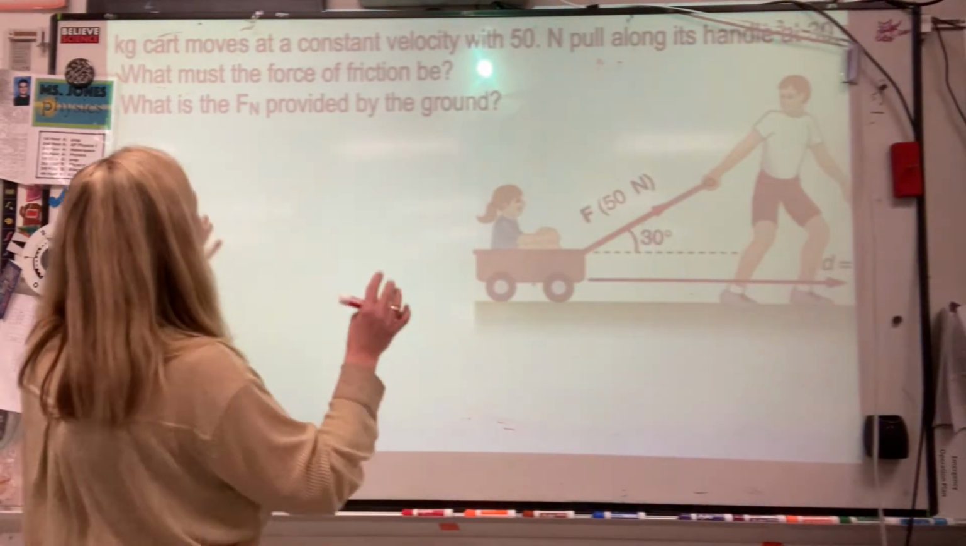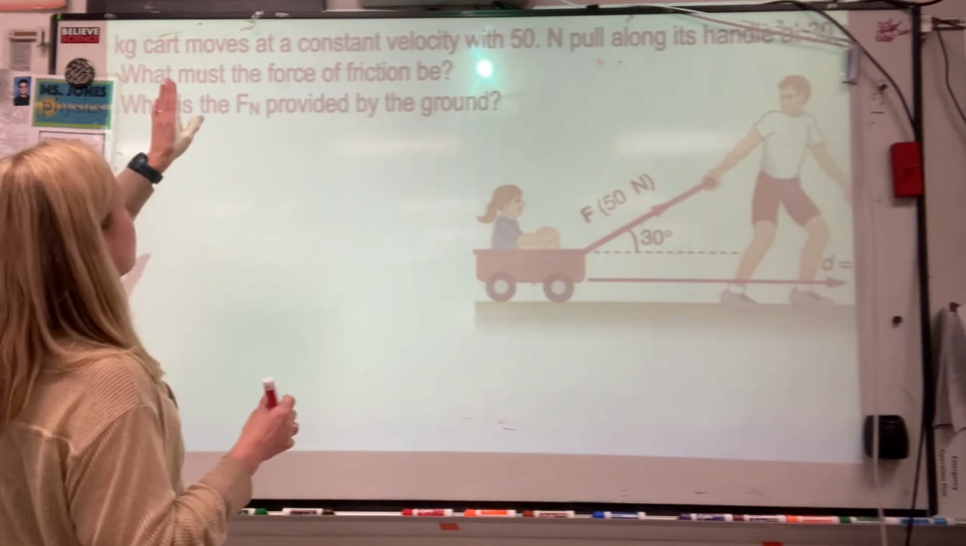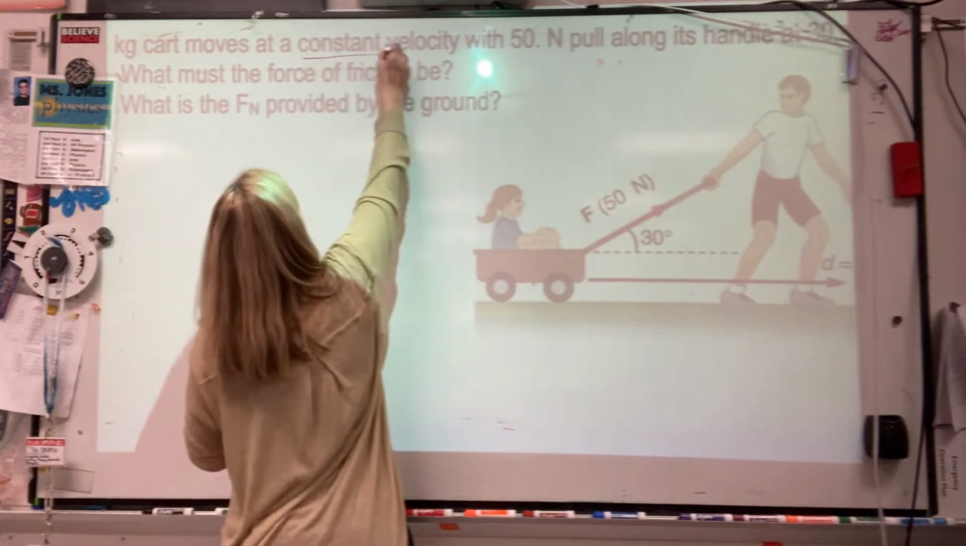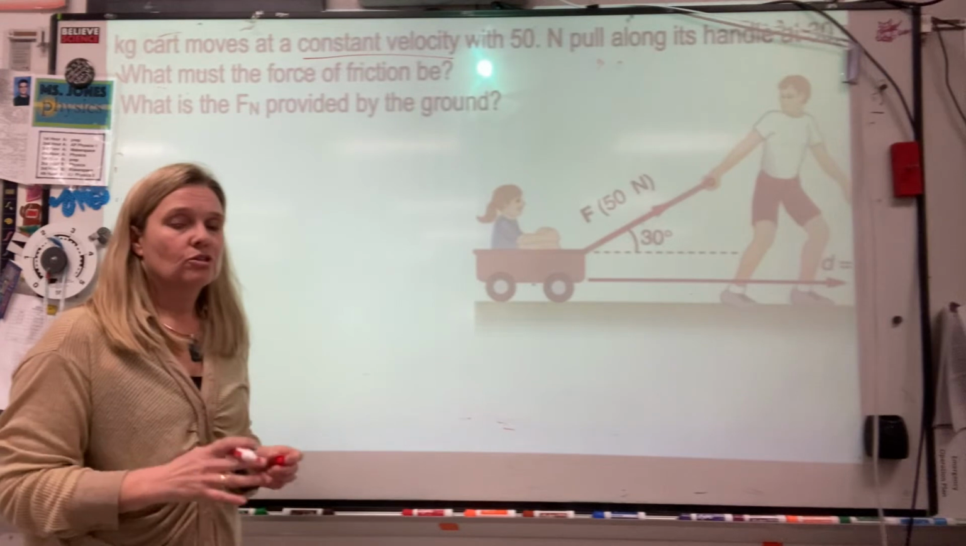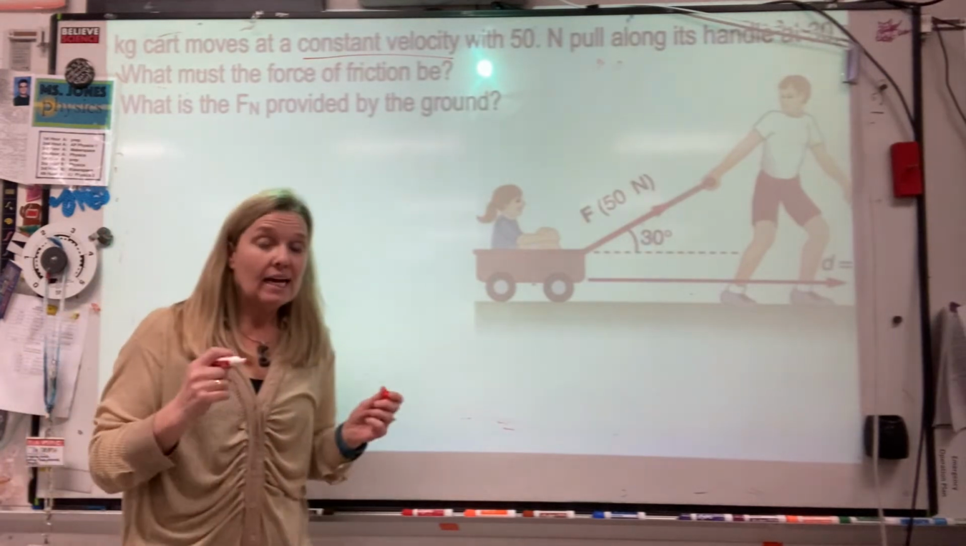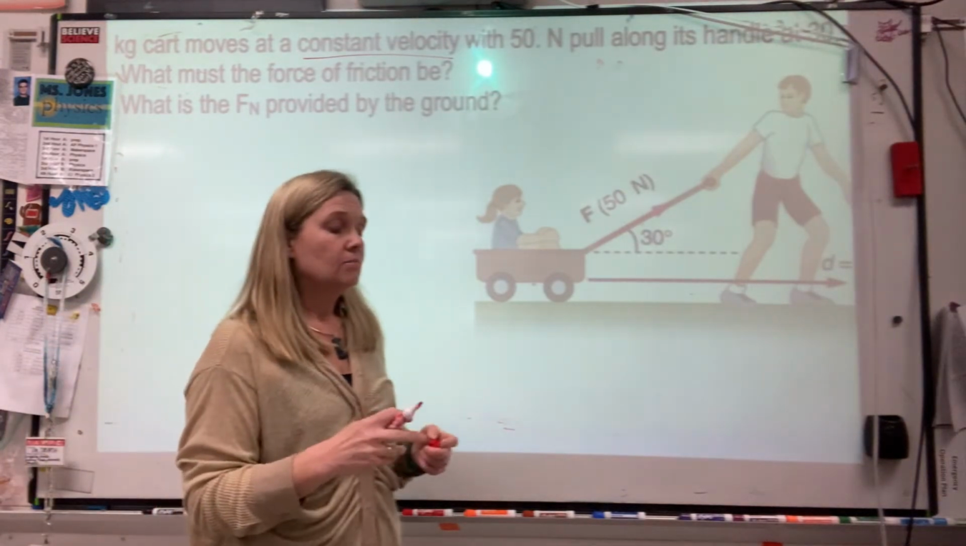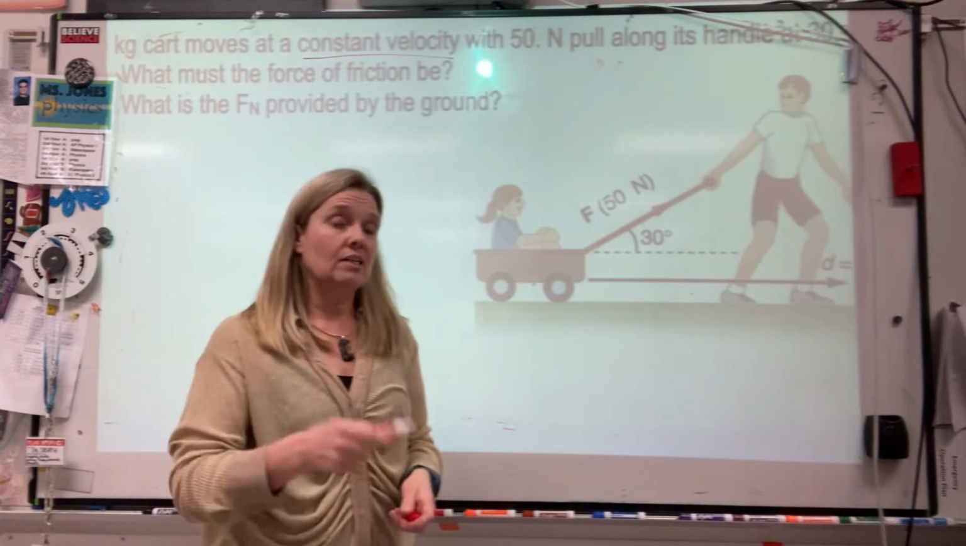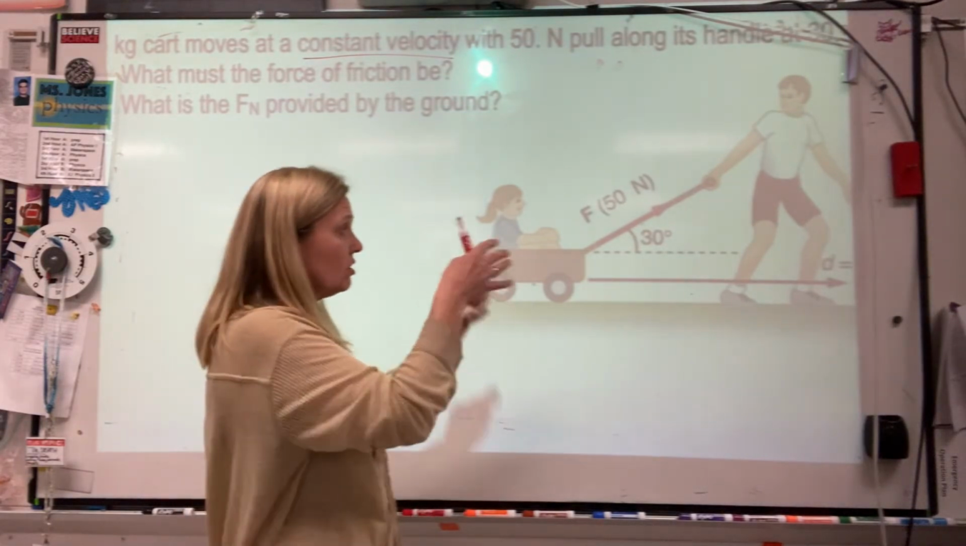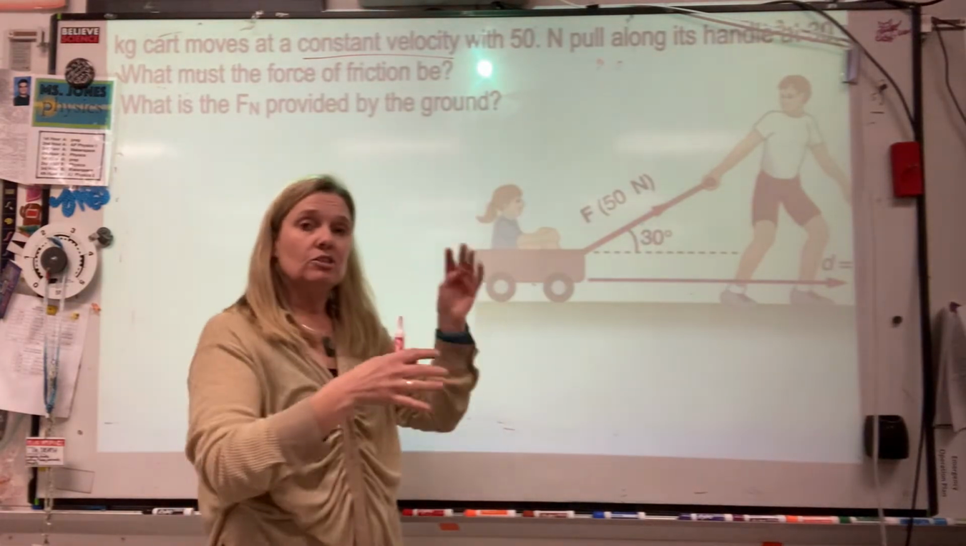So right away, we can look at this question, but basically we see a few things here. First of all, constant velocity. So constant velocity means this is one of those problems where, just like being at rest, F net equals 0. So we know all our x's and y's should cancel out.